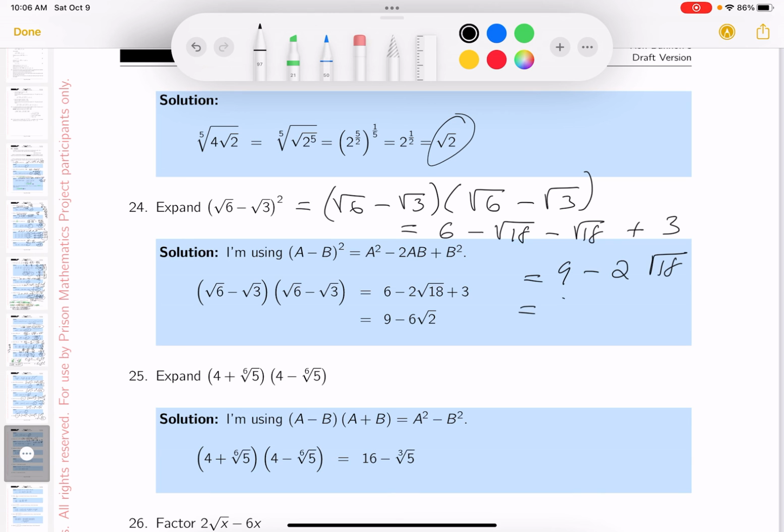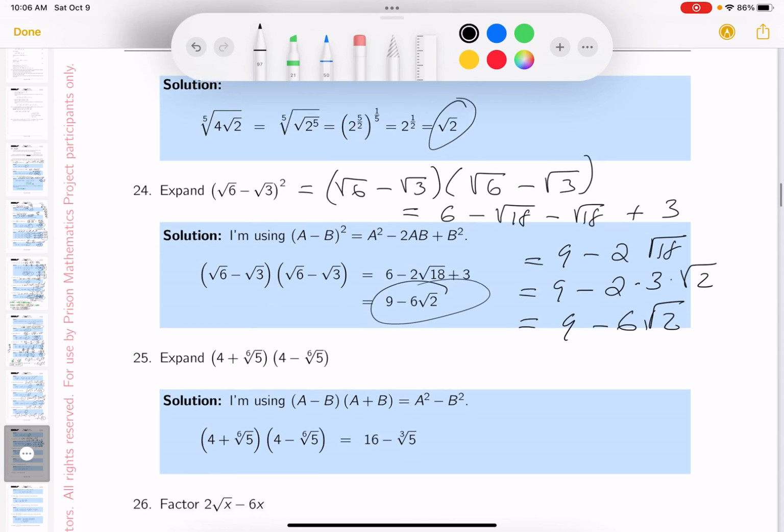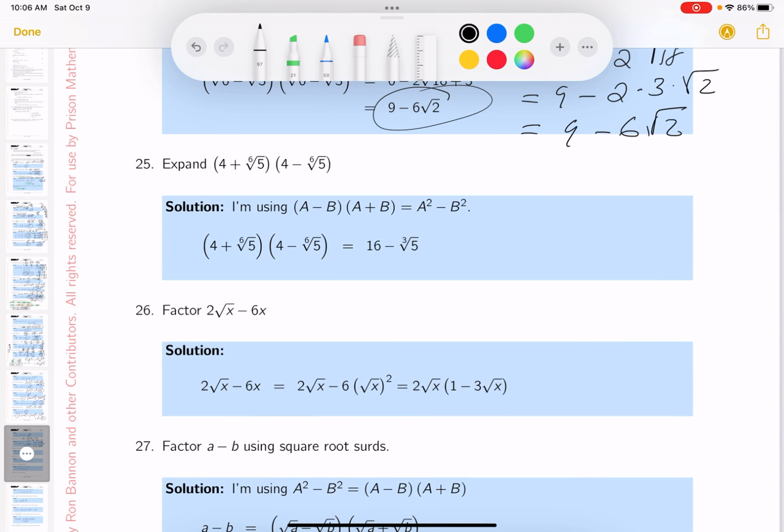What do I notice immediately? Root 18 contains a perfect square, which is 9. The square root of 9 is 3. And what do you get over there? Root 2. So you get 9 minus 6 root 2. Looking good. All right, this one is more complicated, but let's write it down.